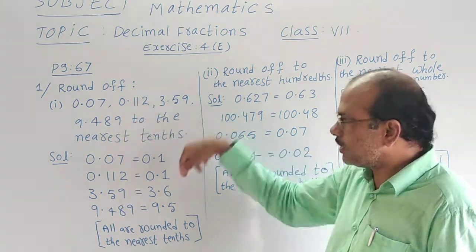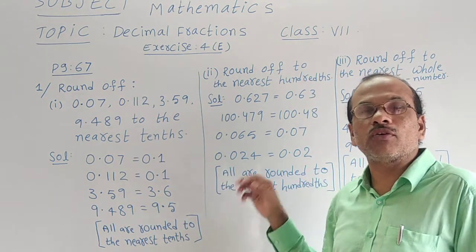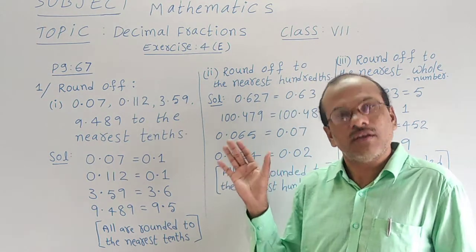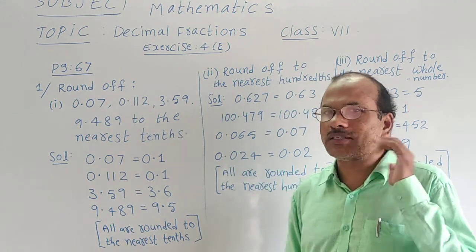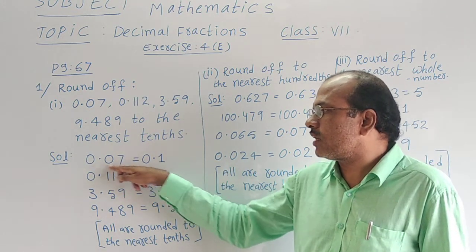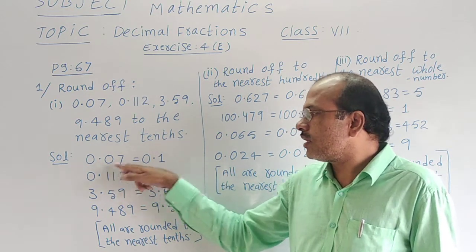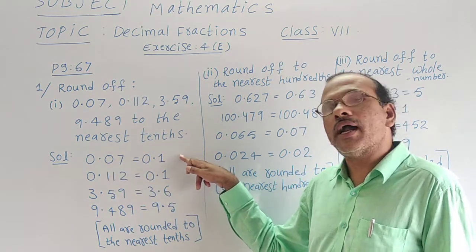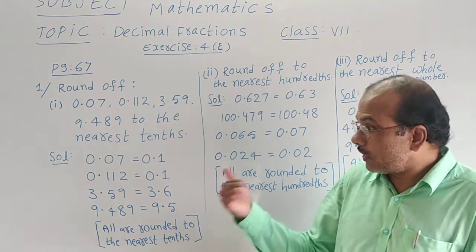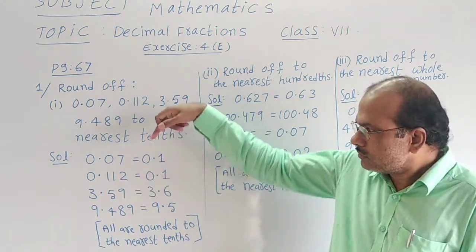Okay, that is what happened here. That's why the 0 changed to 1 by taking 1 from this 7. When we want to remove the 7, this is the way we have to think. Got some idea? Then this number is rounded off to the nearest tenths and formed as 0.1. Is it clear? The next part, the second one, 0.112.